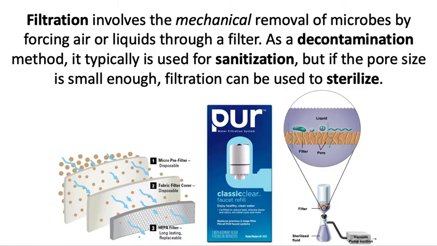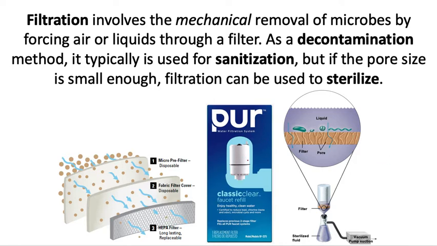And our mechanical method that we have on the list is filtration. Filtration involves the mechanical removal of microbes by forcing either air or liquids through some sort of filter. So if you put a filter in your furnace, it might filter out pollen, or it might filter out even smaller particles like mold spores, bacteria, and even viruses. Really fancy filters like HEPA filters are those that are used in air purifiers, and these can help really sanitize the air.